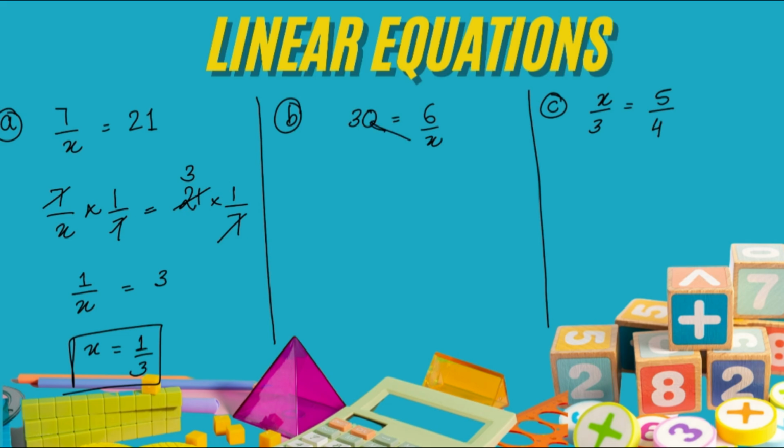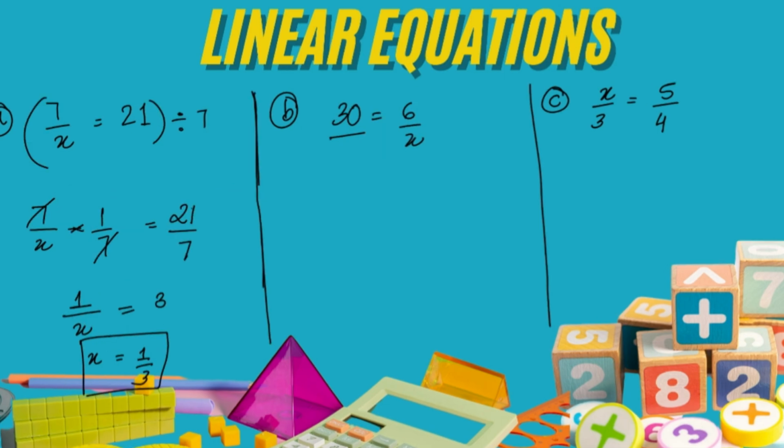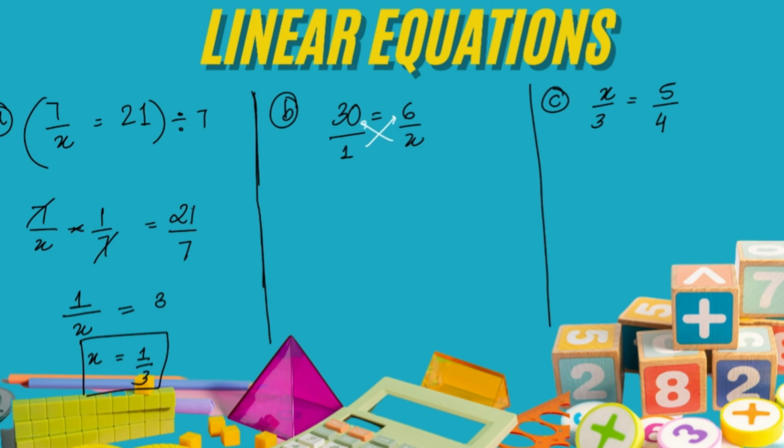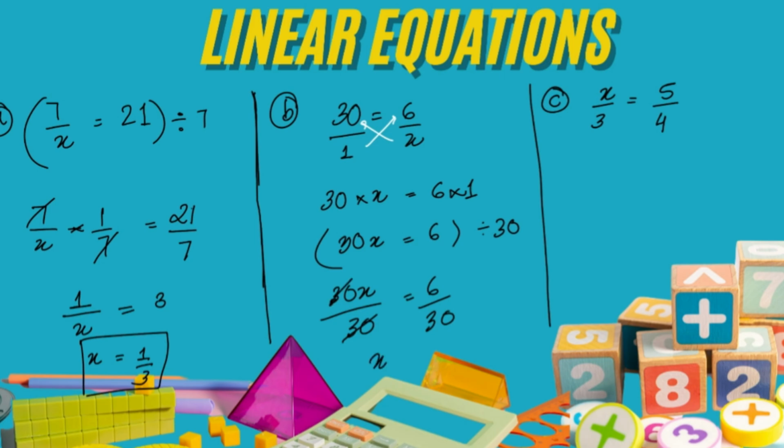Here I'm going to cross multiply. This is the second method. Under 30, the denominator is nothing, so we'll keep it as 1, and then we're going to do the cross multiplication. So while doing cross multiplication, it becomes 30 into x and 6 into 1. Now 30x is equal to 6. Now I'm going to divide the whole equation by 30, so it becomes 30x upon 30 and 6 upon 30. 30 gets cancelled on the LHS, and on the RHS we simplify and we get 1 upon 5.